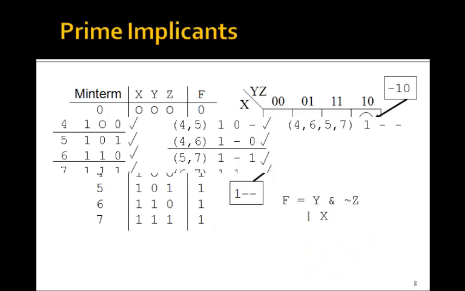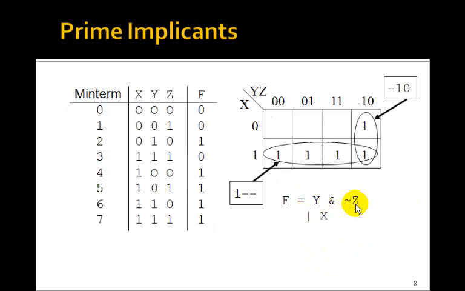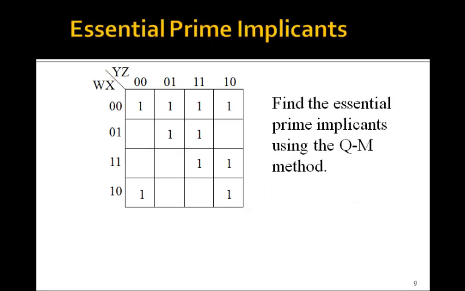Well, that was our answer, you remember. Y and not z or x. Dash, 1, 0, and 1, dash, dash. So that Quine-McCluskey method found these two prime implicants. Well, that was all we had in that. That was the total answer for this one.